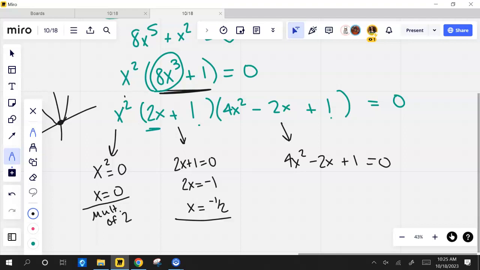I would put it in quadratic formula. You could complete the square, you could graph it and find all that, but that's a lot of work. I'm just going to go ahead with quadratic formula. All right, here we go. X equals opposite b plus minus the square root of b squared minus 4 times a times c all over 2a.